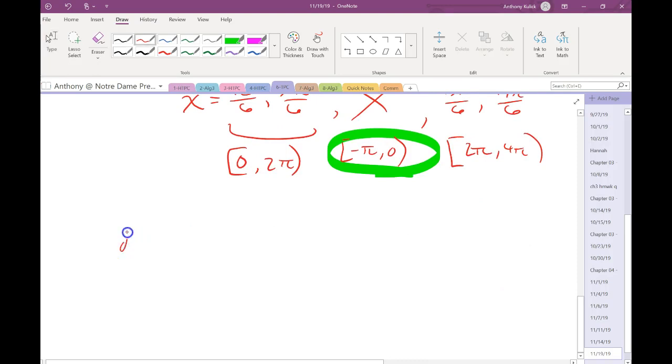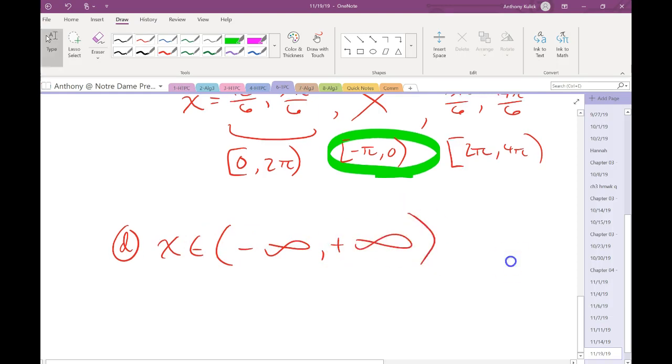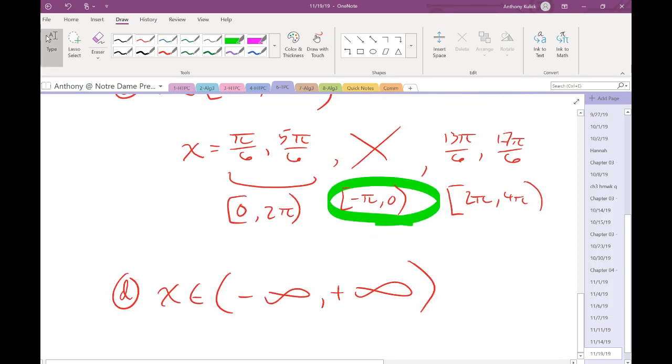Here's the big question, though. If I ask for this, are we going to list the answers here? No. Why not? Because it's infinite. That list ain't ending. You're going to die before you finish, right? Nobody wants to die doing math. Well, maybe some people do, but we don't want anybody to die doing math. So what are we going to do then?